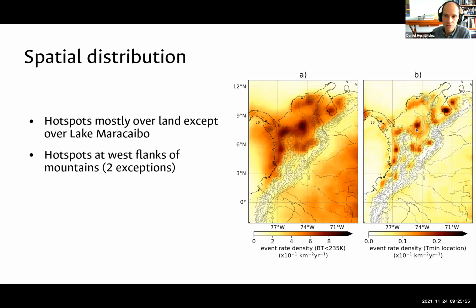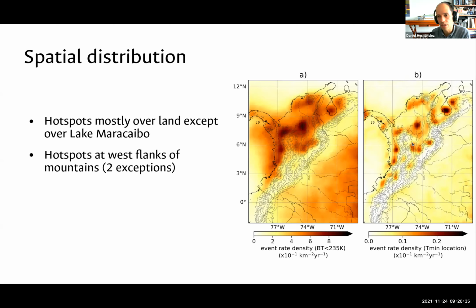The other interesting feature here is that these hotspots are always on the west flanks of the mountains, except for 2 places. This one is on the westward flank, this one as well. These ones here along the Pacific coast are on the west flanks of the Western Cordillera. This one here is also on the westward flank of this small hill. Along the Sierra Nevada as well, though this might be more like a sea breeze coming from the Caribbean coast. But then you have these two. This one here along the Catatumbo region is somehow connected to Lake Maracaibo. This is on the eastern flank, so that's an exception.